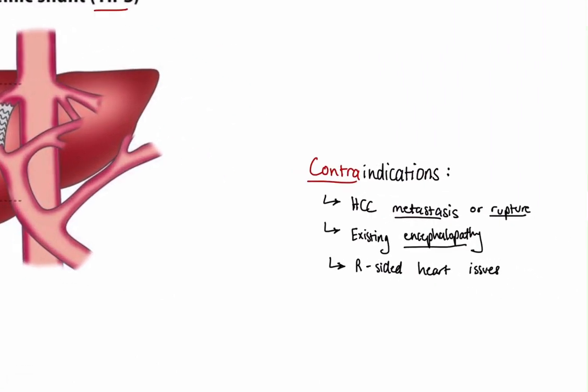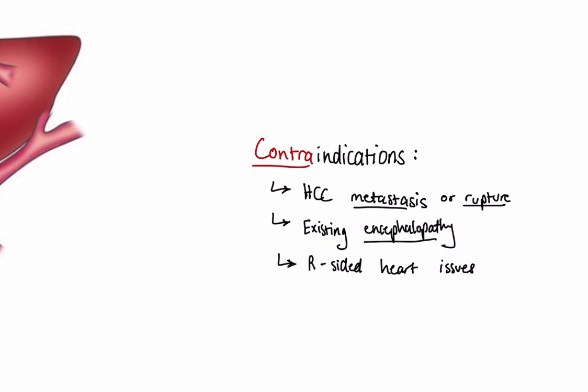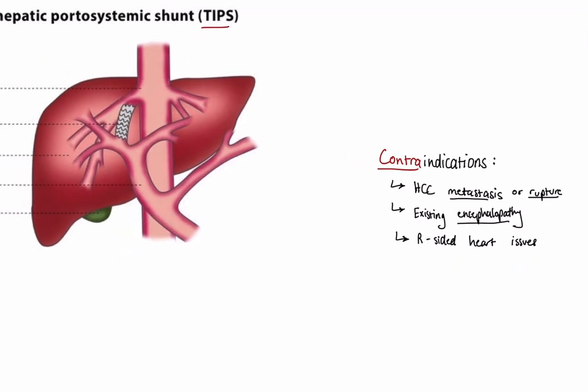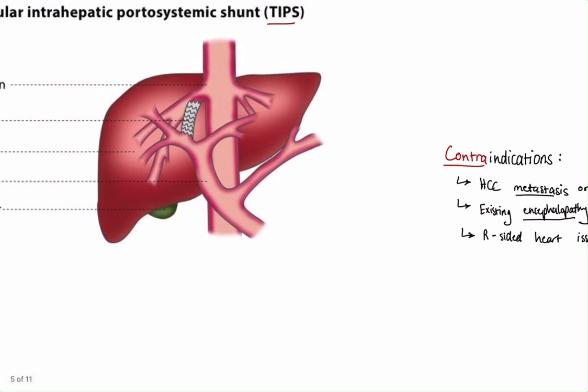However, there are some contraindications which would lead us to avoid the TIPS procedure, at least until we stabilize these concerns. The major one, which is unlikely to be stabilized, is unfortunately cancer of the liver, which is more and more common as you get later on into liver disease. So metastasis of the hepatocellular carcinoma or a rupture of extrahepatic cysts, which are cancerous, can lead to spread of the cancer in various regions.